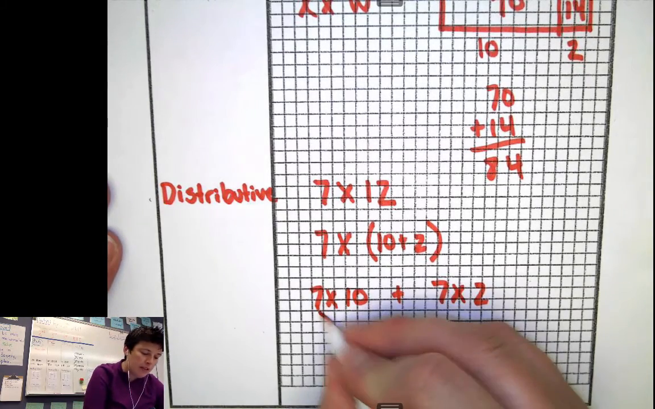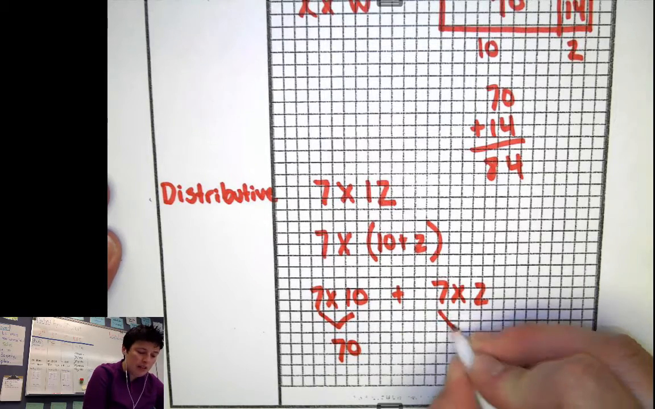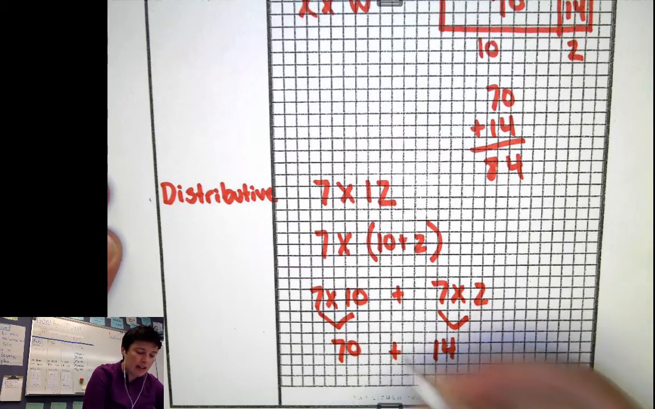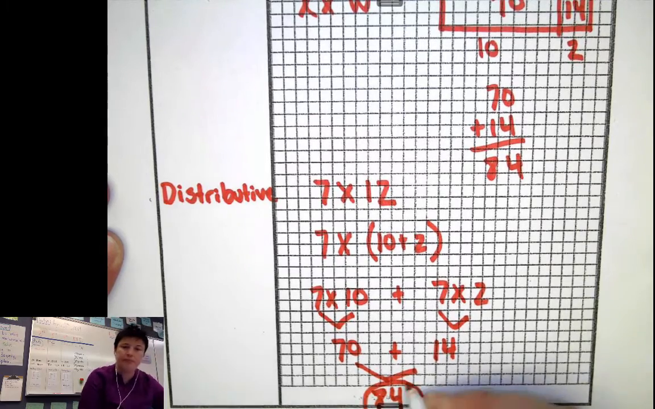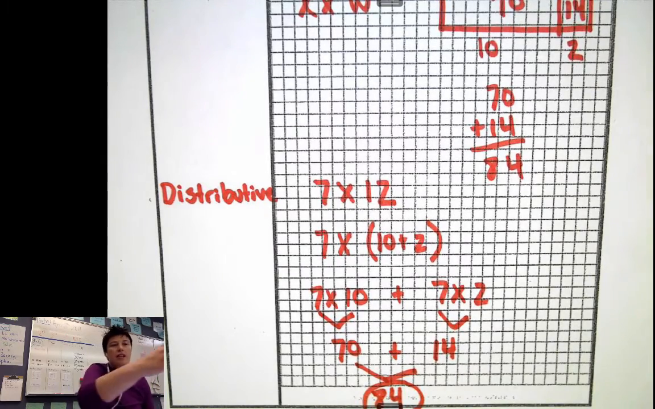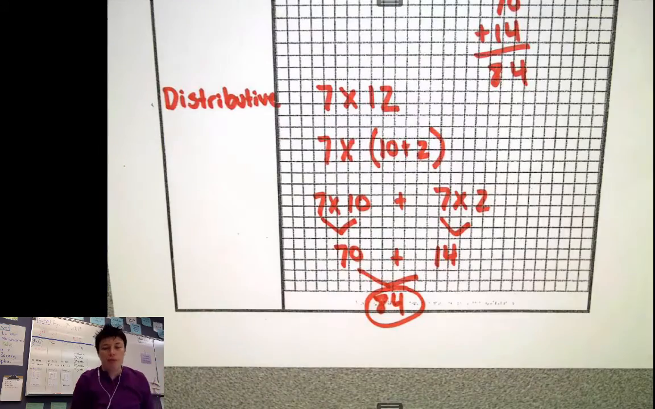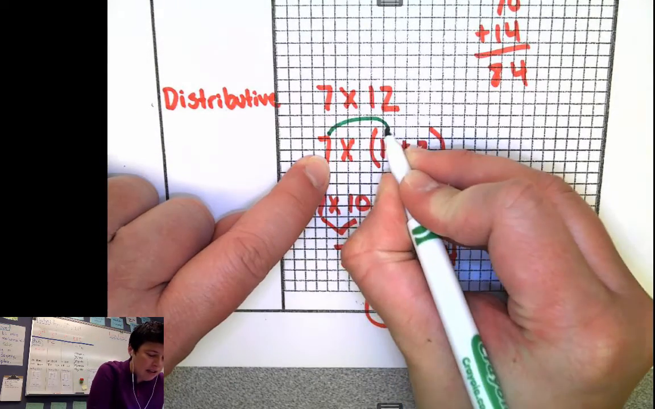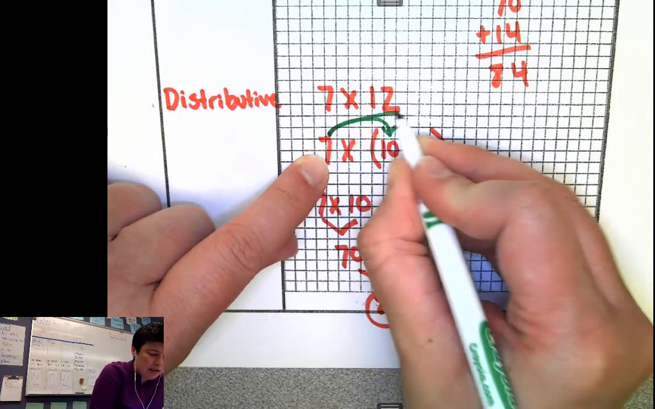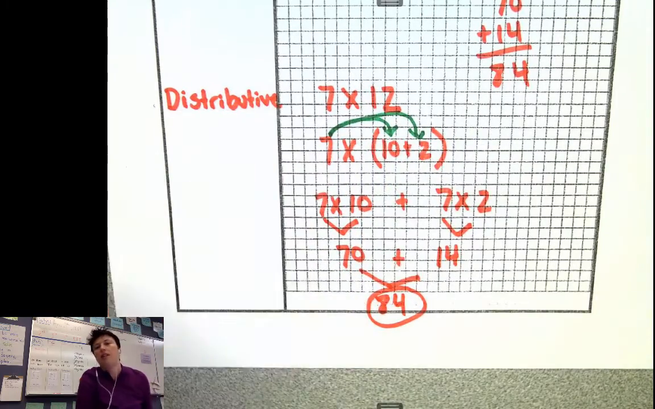Distributive property. 7 times 10 is 70. 7 times 2 is 14. Add that up, you get a grand total of 84. And that's our answer. But that's how I show my work with what we call distributive property. And you're going to see a lot of teachers and people do this. They like to draw arrows. They like to say, okay, we did 7 times the 10, and we did 7 times the 2. So 7 times 10 and 7 times 2, distributive property.